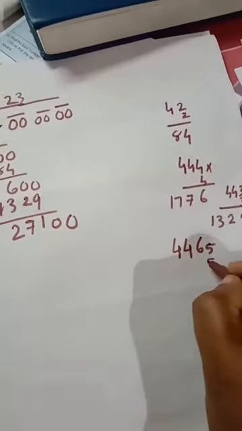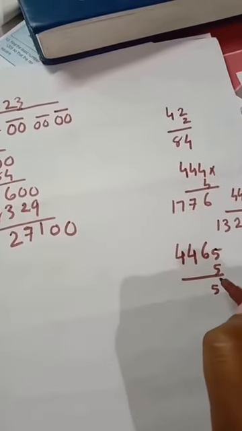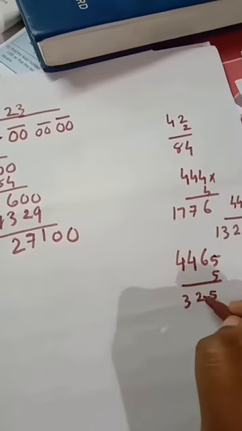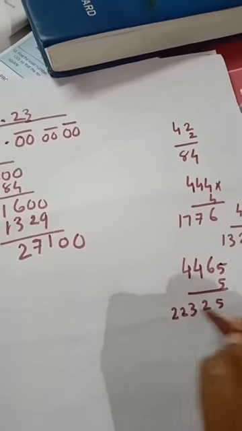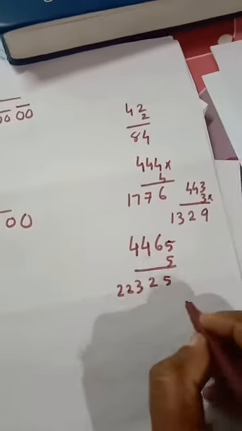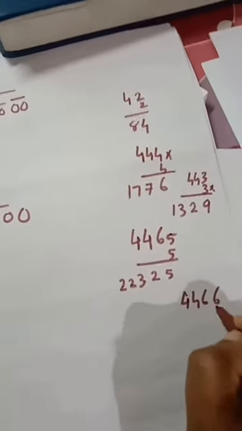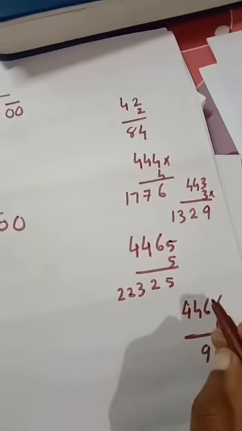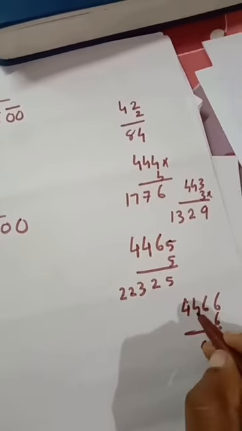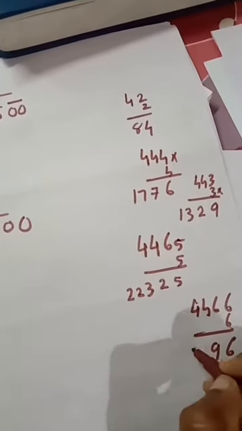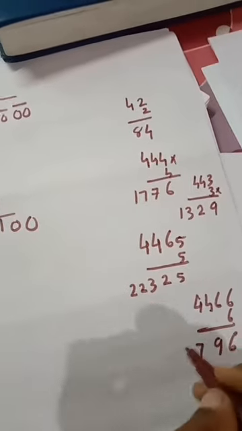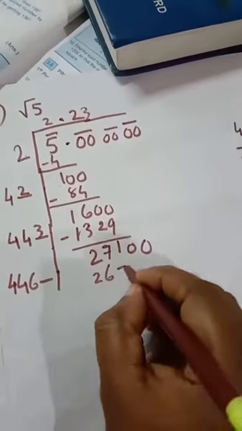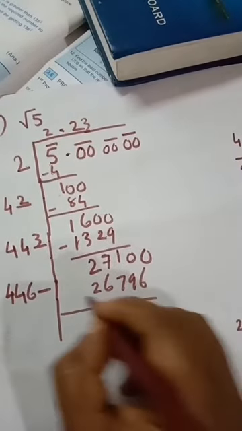4,465. We can check it with the 5. 22,000. Okay, now we can check one more number. 6. 6 6s are 36. 3 6s are 36. 39 and 3 remainder. 6 4s are 24 plus 3, 27. 2. 26,000. Okay, 26,796. Subtract.